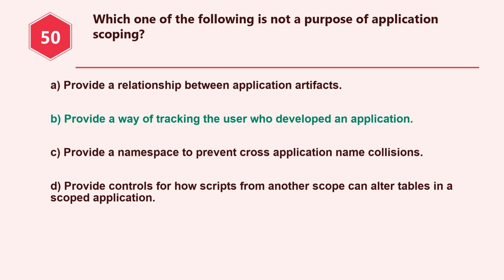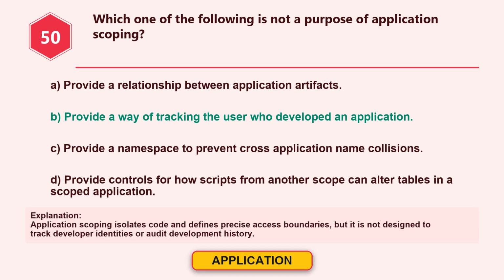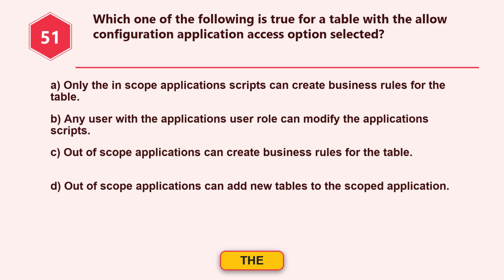The correct answer is option B. Provide a way of tracking the user who developed an application. Application scoping isolates code and defines precise access boundaries, but it is not designed to track developer identities or audit development history. Question 51. Which one of the following is true for a table with the Allow Configuration Application Access option selected? Option A. Only the in-scope application scripts can create business rules for the table.